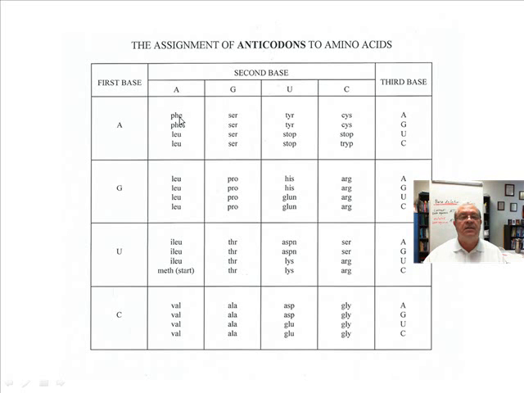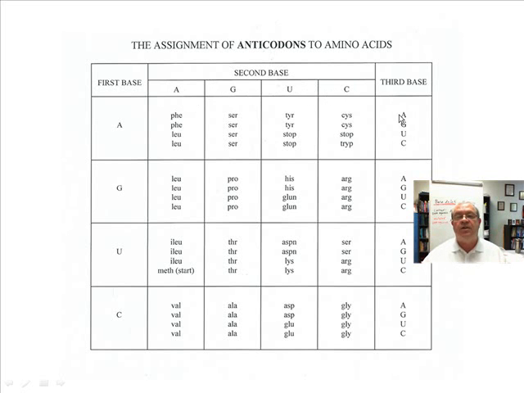What about a second base mutation? I'm not sure there's any second base mutation that would not change the resulting amino acid. I'd have to study it, but I don't think there are any. I mean, going from Phe to Ser, or Ser to Tyr, or Pro to His, a second base mutation moves you across the chart the way this is set up.